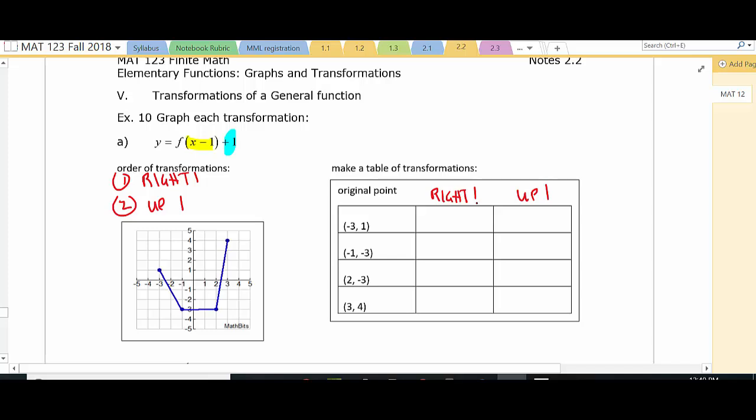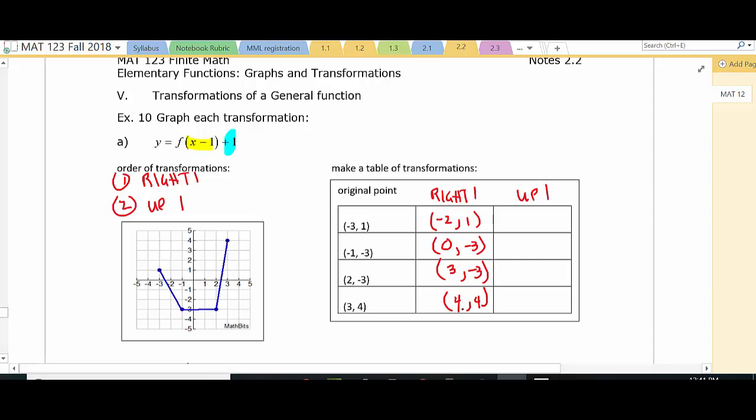So if I go right 1, what do I need to do with this? Does x change or does y change? X changes. What happens to those x values? They just get bigger by 1, right? So in your head, make all of those x values bigger by 1, but don't change y. Okay, we're not ready to do that yet. So this next step, just leave the y's alone. And then just move these up. Okay, negative 3 plus 1 is negative 2. Negative 1 plus 1 is 0. 2 plus 1 is 3. 3 plus 1 is 4. So all of those x values just went up 1. I added 1 to them.